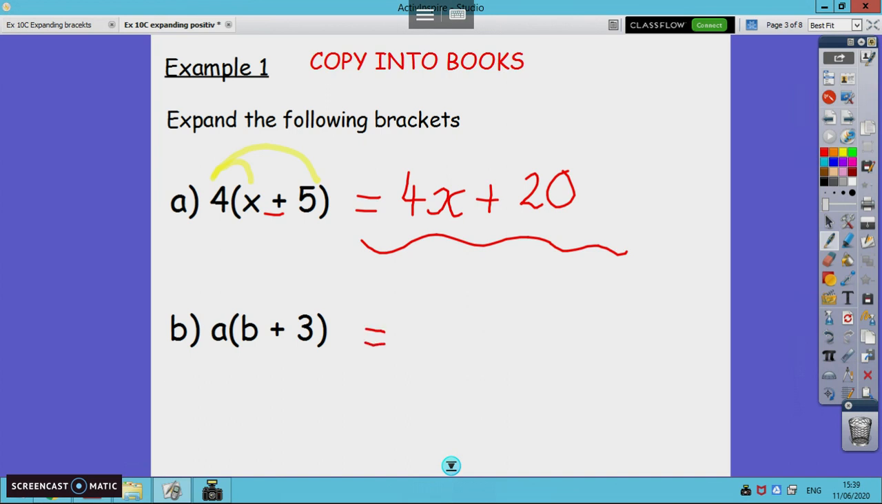So let's have a look at the next one. I'm always going to draw my lines on. So a times b is what we've got to do first, then a times 3.